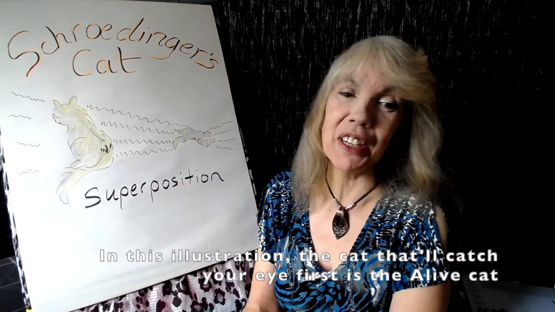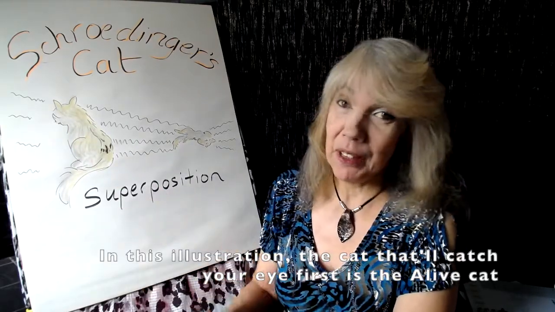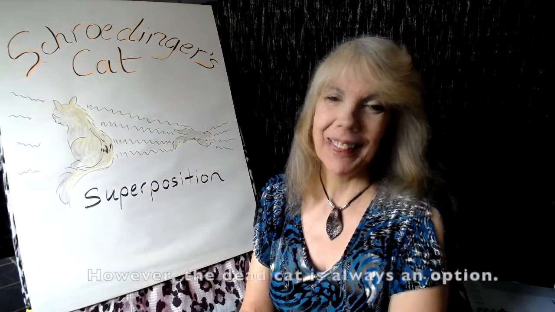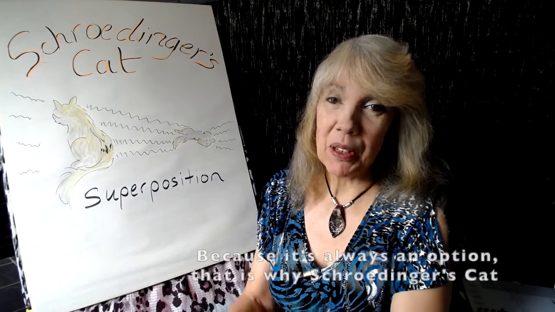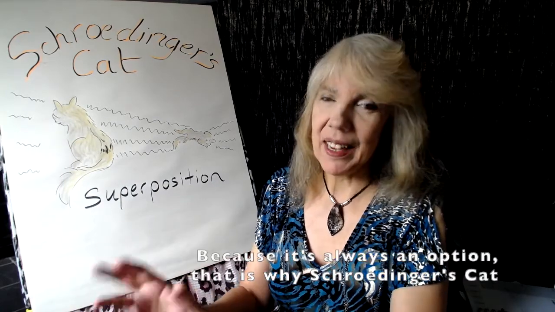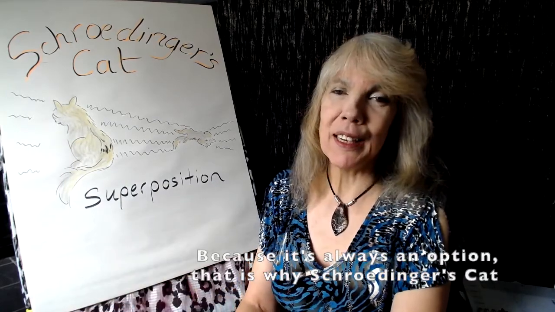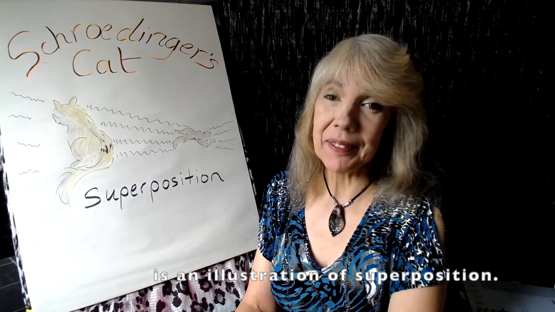And in this illustration, the cat that will catch your eye first is the alive cat. However, the dead cat is always an option. And because it's always an option, that is why Schrodinger's cat is an illustration of superposition.